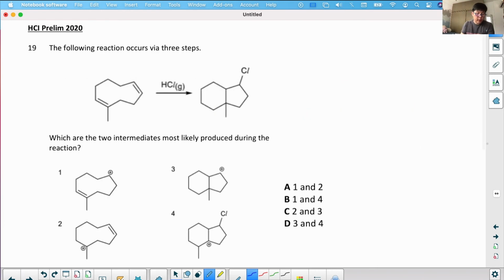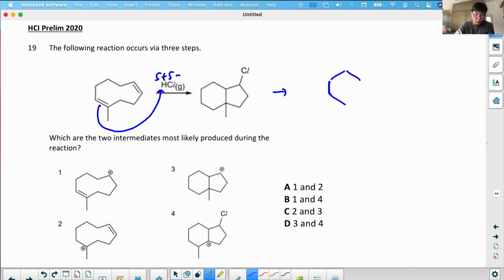Alright, okay, let's look at question 19. The following reaction occurs via 3 steps. Alright, so let's see how it works. And this is the product. Alright, okay, so if I'm going to add HCl, let's figure out how. Imagine this is the double bond, delta minus, delta plus. Imagine this electron from here goes to the H. Okay, let me try to draw it out.